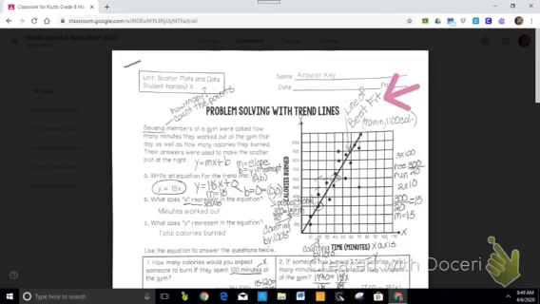Remember, our trend line is called the line of best fit. It is the line that fits in the middle of most of the data points. Remember, if there is an outlier, then we ignore the outlier and put our trend line in the middle of most of the data points.